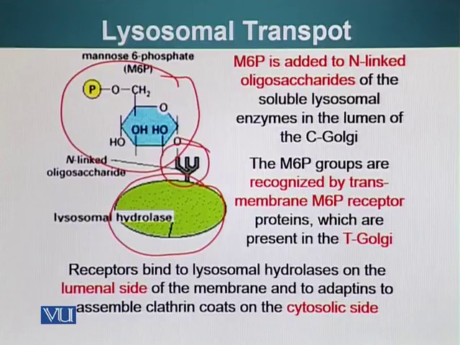M6P is added to N-linked oligosaccharides of soluble lysosomal enzymes in the lumen of the cis-Golgi network, and the M6P groups are recognized by transmembrane M6P receptor proteins which are present in the trans-Golgi network. So this addition of M6P occurs in the cis-Golgi network, whereas recognition of the structure occurs in the trans-Golgi network. Receptors bind to lysosomal hydrolases on the lumen side of the membrane and to adaptins to assemble clathrin coats on the cytosolic side. Let me show you what I mean.